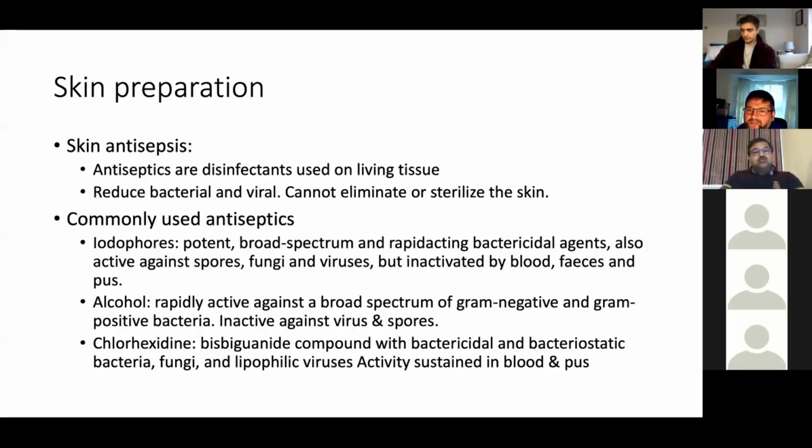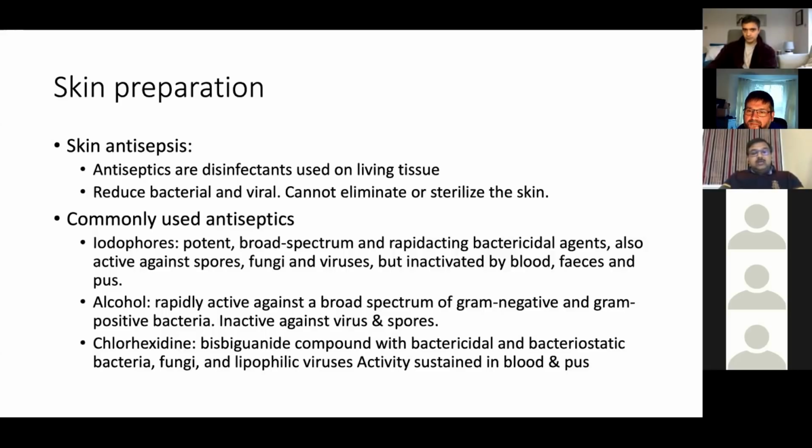The commonly used antiseptics are iodophors, iodine-containing compounds, which are potent, broad-spectrum, rapid-acting bactericidal agents. They are active against spores, fungi, and viruses, but are rapidly inactivated by blood, feces, or pus. Alcohol is rapidly active against a broad spectrum of gram-negative and gram-positive bacteria. It is inactive against viruses and spores. Alcohol doesn't have a residual action, so it works only as long as it is on the skin. Once it dries out, the bactericidal action is over.